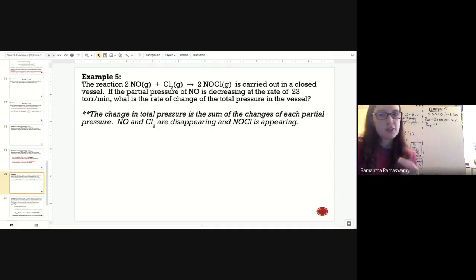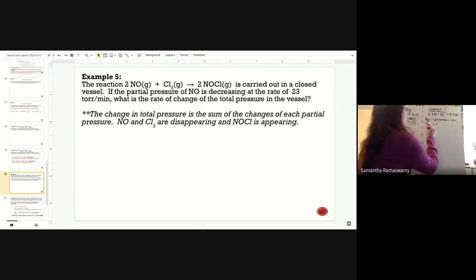Then we have to figure out the total pressure. Here's where those positives and negatives would be useful. Because again, we communicate rates as positive numbers. But if, like in this case, it wants to know how the overall container is changing, we have to take those positives and negatives into account.